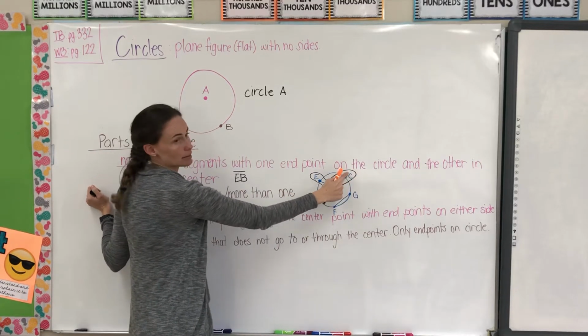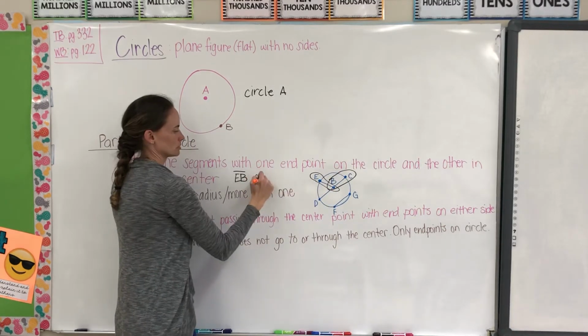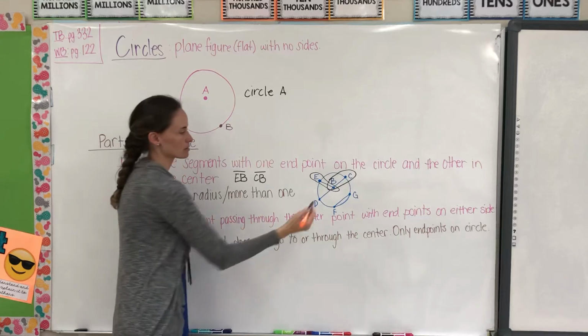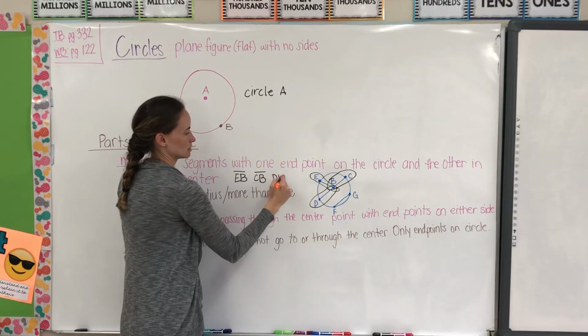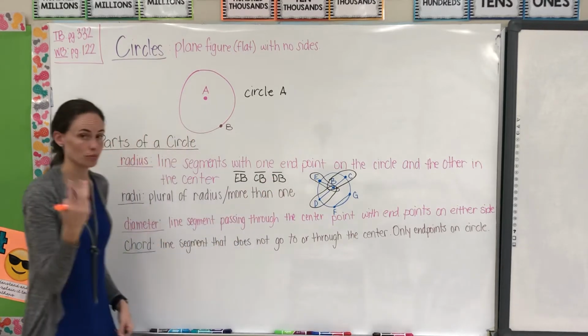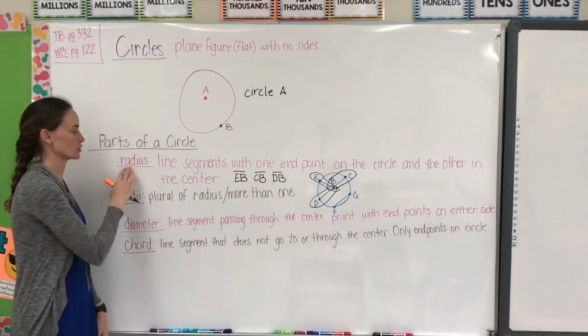Okay, another one that could be a radius would be also CB, because it goes from the outside to the middle, to the center. And also the last one, DB. Those are three line segments that are considered radii.